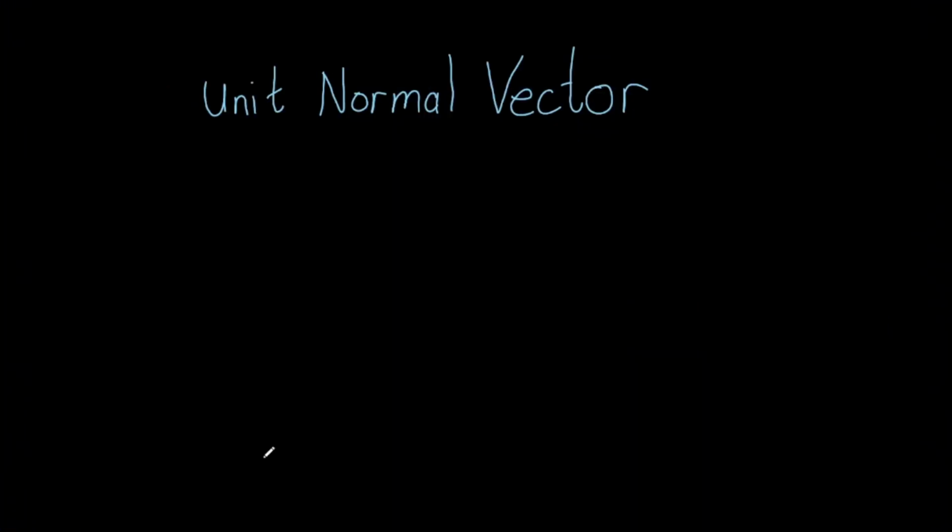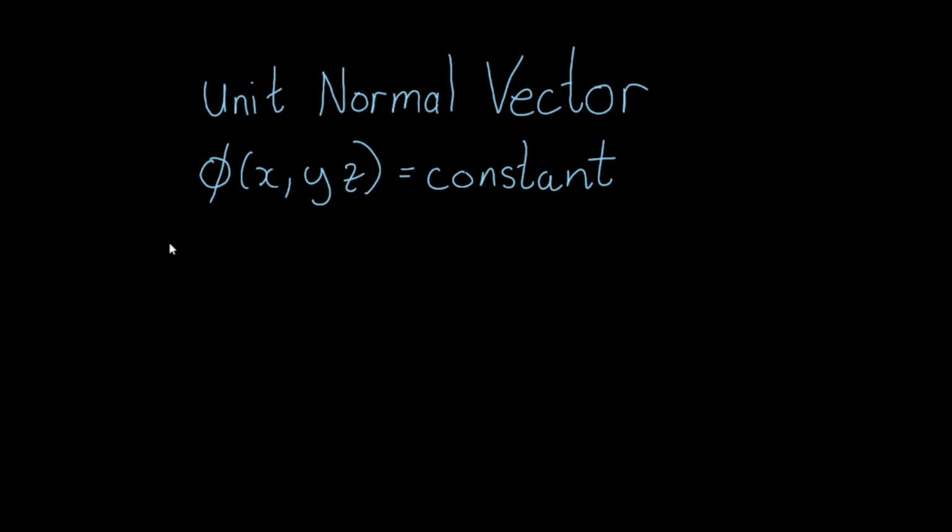Hi there. In this video, we're going to talk about the unit normal vector. Let's just say we have a scalar function of x, y, and z that is equal to some kind of constant. The easiest way to understand this would be, for example, the sphere x squared plus y squared plus z squared is equal to 1. So we have an implicit function phi on the left hand side equal to some constant on the right hand side.